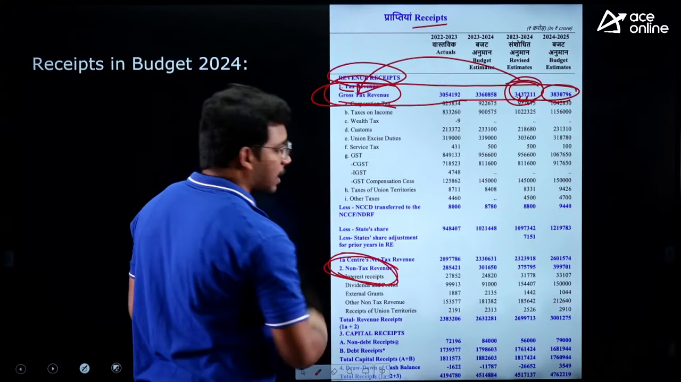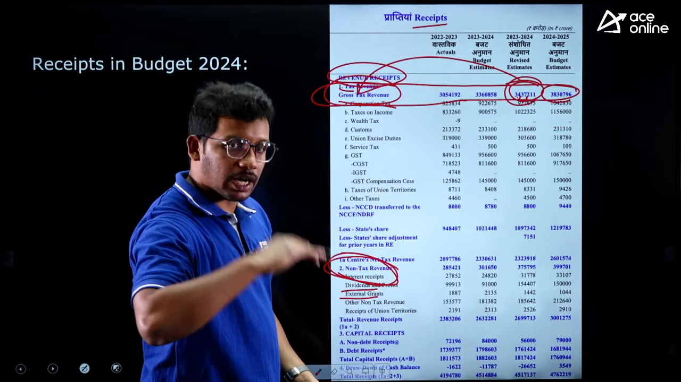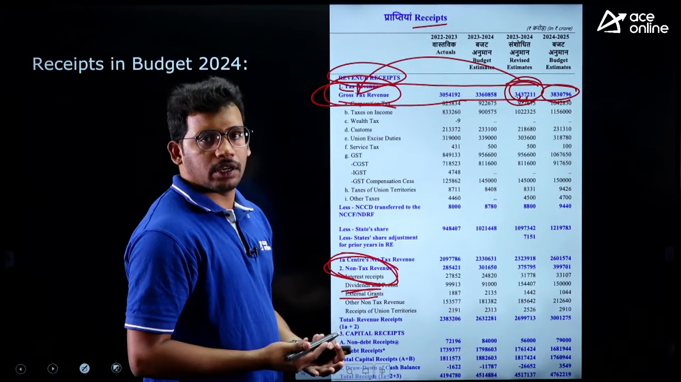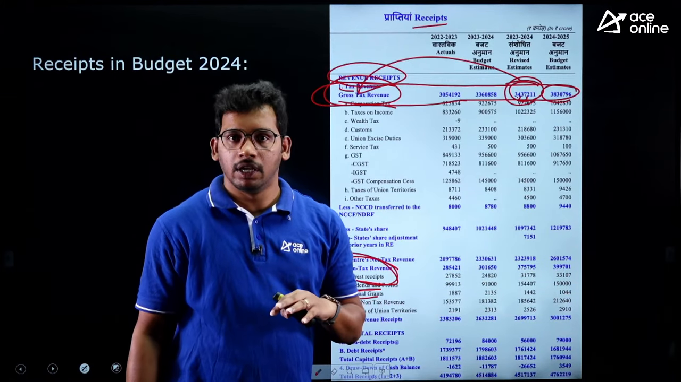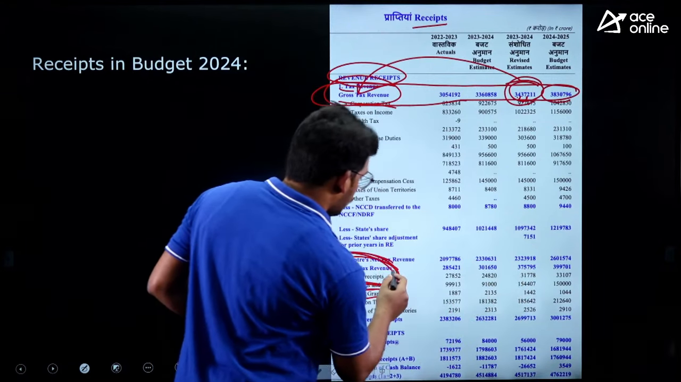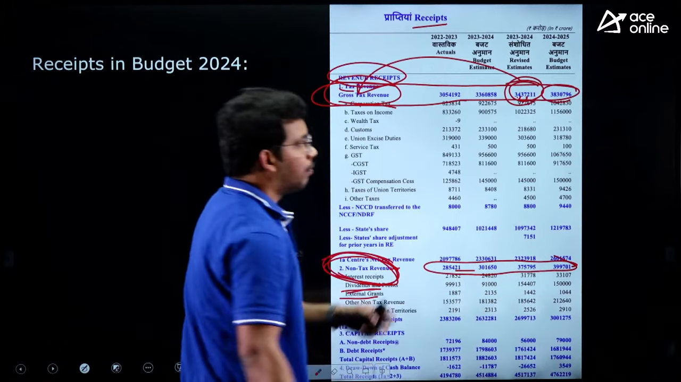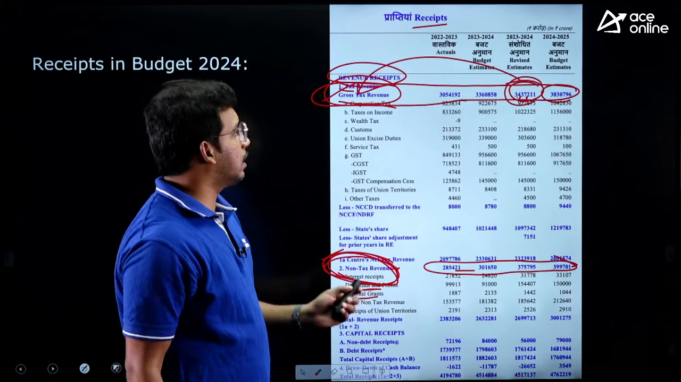And then non-tax revenue. Beyond tax revenue, we have external grants, which means other countries are giving money to India, and then dividends and interest receipts. The government is also giving loans to some other countries, and they are paying back our interest. So you need to remember non-tax revenue, right? This figure also you need to remember, the total tax revenue and then non-tax revenue.